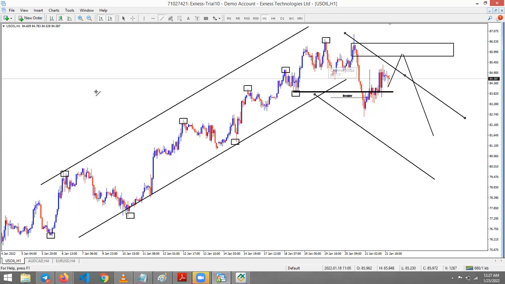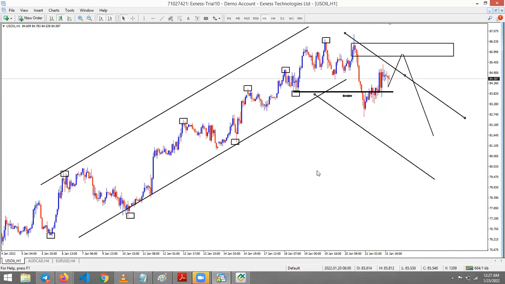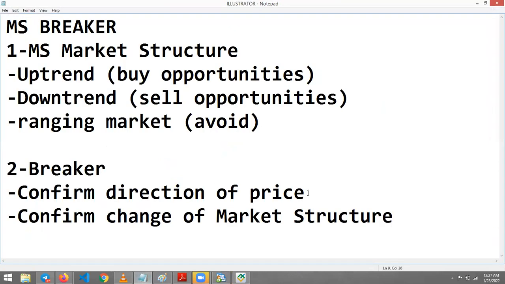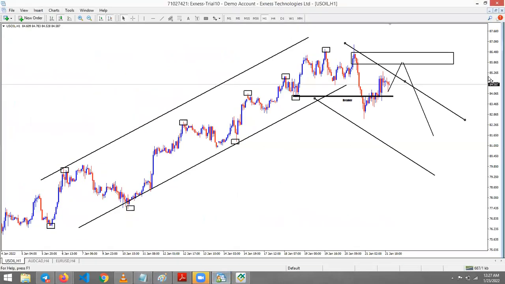this setup here. This is US oil. It's a current setup in the markets. So I think this is a good practical example of how the breaker can help you confirm a change of market structure from the uptrend to the downtrend. Yeah, so I'm now just going to conclude.